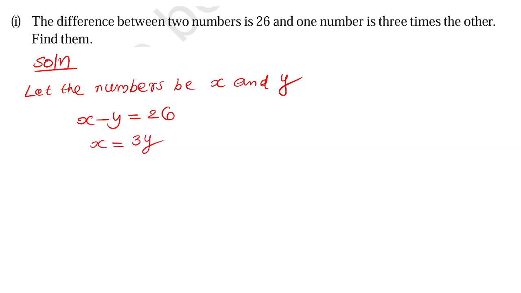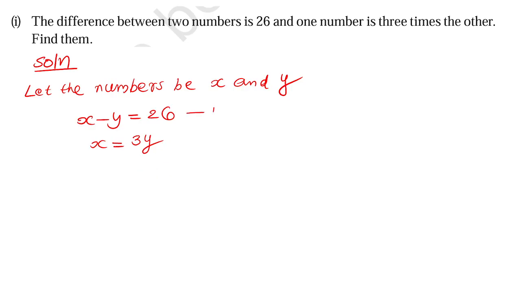Since x is the larger one, the larger minus smaller will be a positive number, right? So x is larger, y is smaller. The difference of the numbers is 26 and one number is 3 times the other, so x equals 3 times y. I got two equations. We have to solve them.